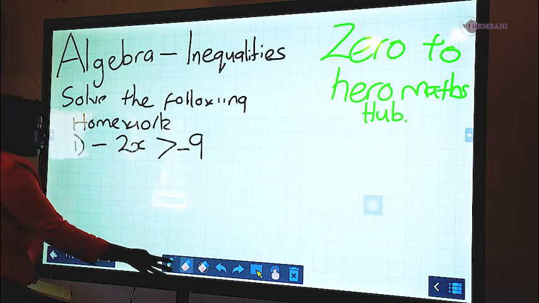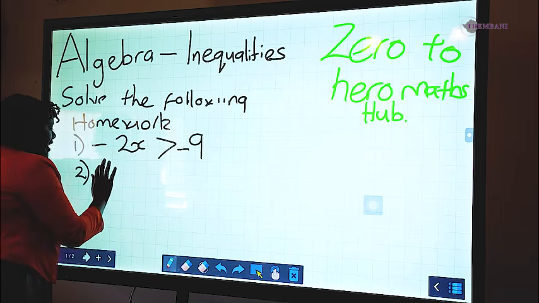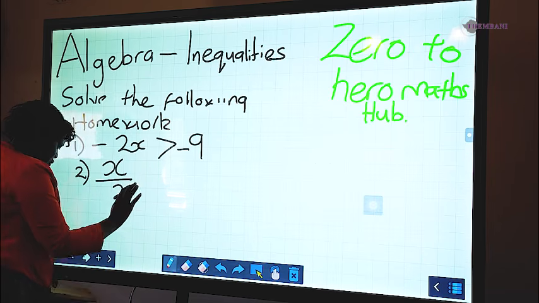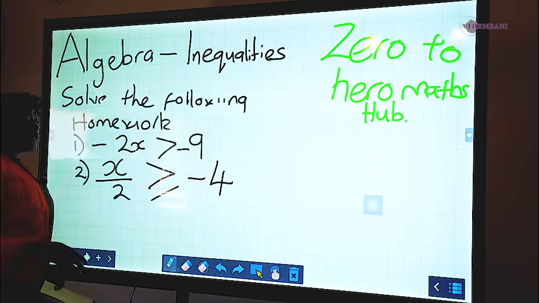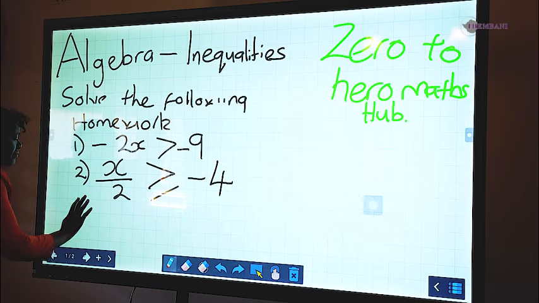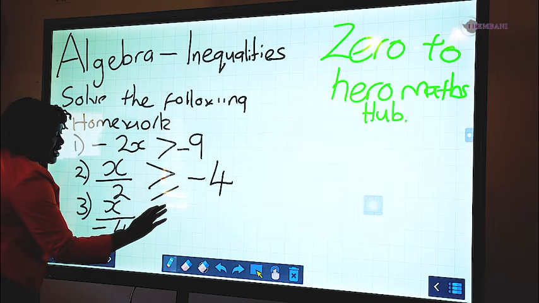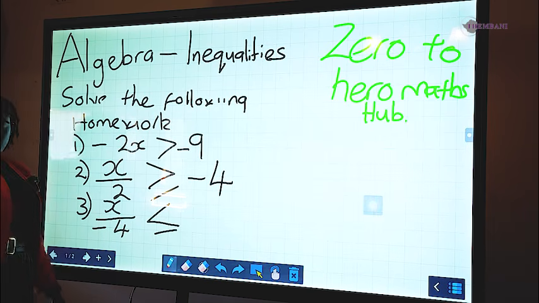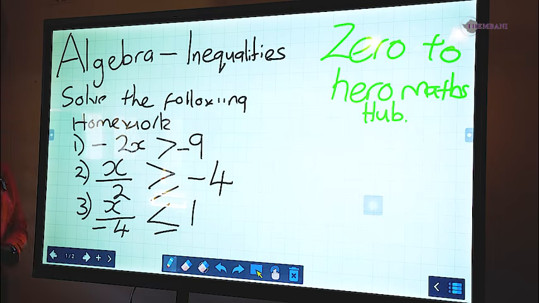Then, number 2. For our number 2, we want to look at this question where we have x divided by 2 is greater than or equal to negative 4. I want to see also how you handle that question. Then remember, I've mentioned that I'm only giving you 3 questions. So our last question, which we are going to start from in our next lesson, will be x divided by negative 4 is less than or equal to 1. This will be our question.